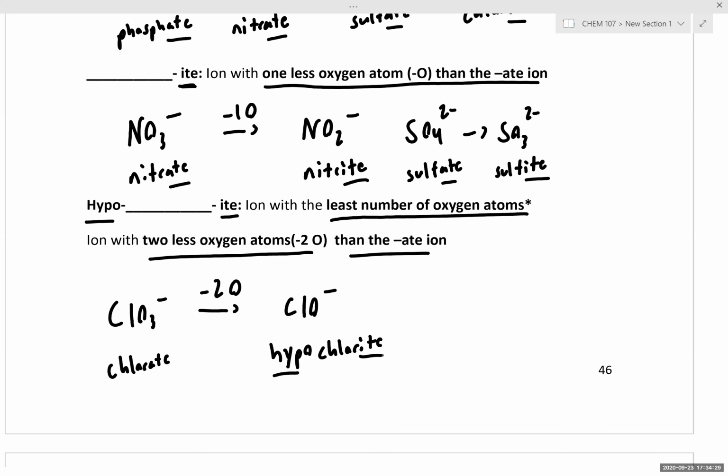Yep, exactly. If we lose 1 oxygen from the ate form, we generate the ite ion. If we lose 2 oxygens, we generate the hypo-ite ion. Any other questions on this format for memorizing polyatomic ion names and formulas?